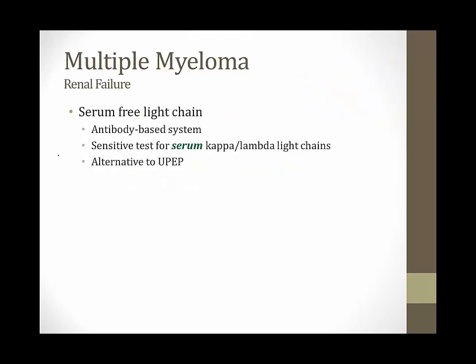Now, when I was in training, the UPEP was routinely used to look for light chains in the urine in cases of suspected multiple myeloma. You should know, however, that it's being replaced by an alternative test called a serum free light chain level. This is an antibody-based test used to look for kappa and lambda light chains in the serum, not in the urine. However, when they are present in the serum, it means they will also be present in the urine. Therefore, this test is sometimes used as an alternative to the UPEP.